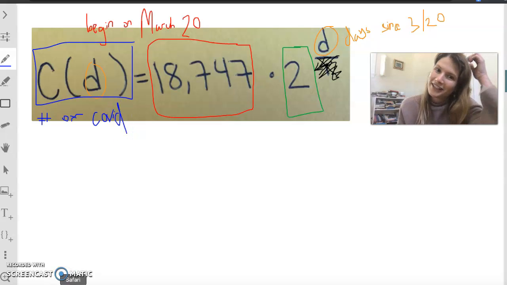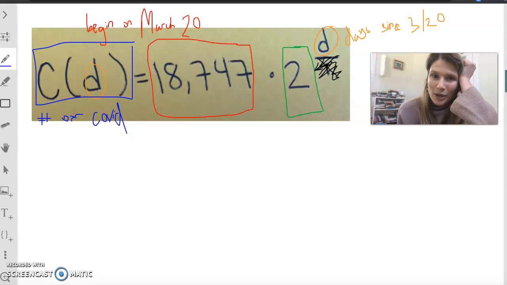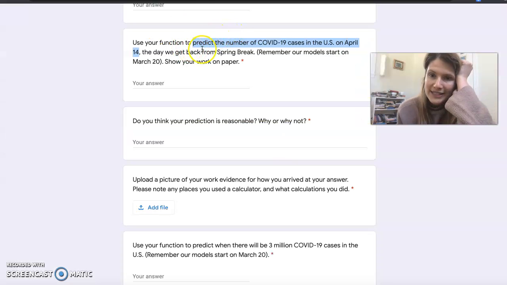Okay, number of COVID cases. So now that we figured this all out, back to the question. Predict the number of COVID-19 cases in the US on April 14th. So what I'm going to do is figure out the number of cases on April 14th.